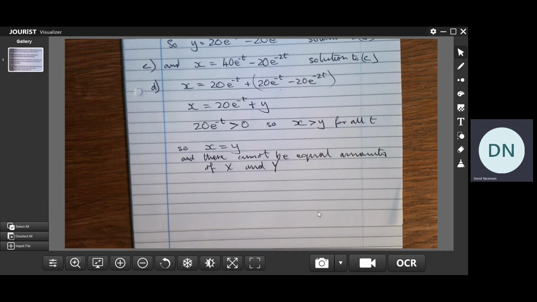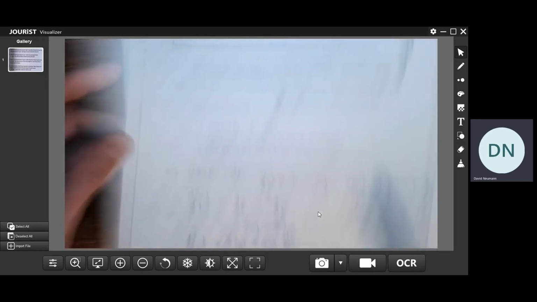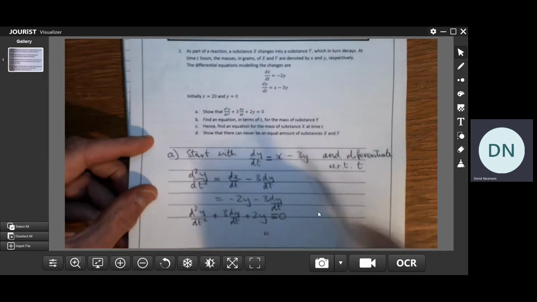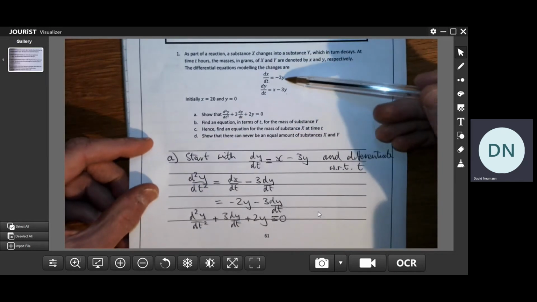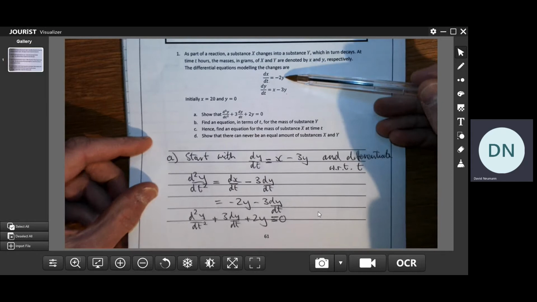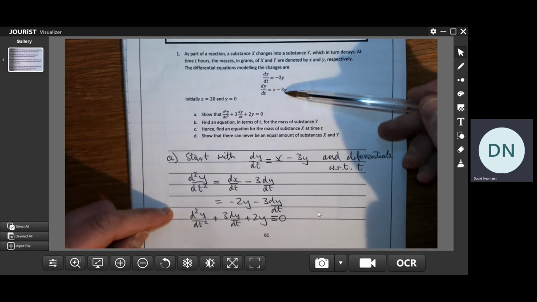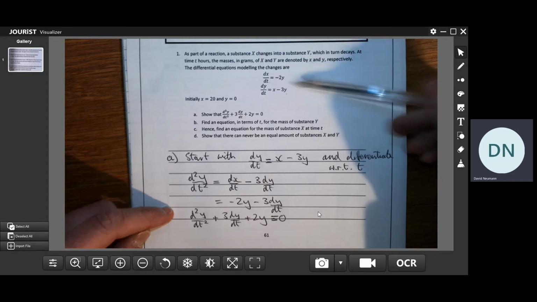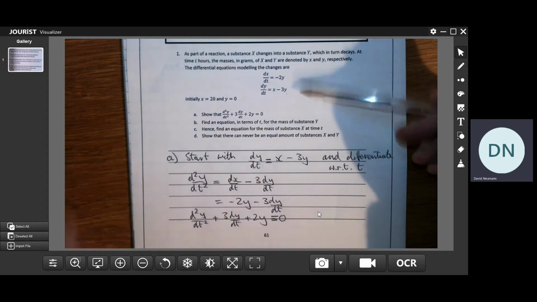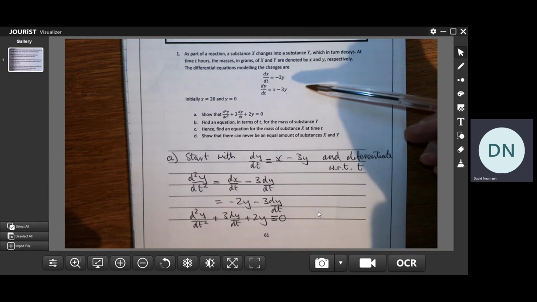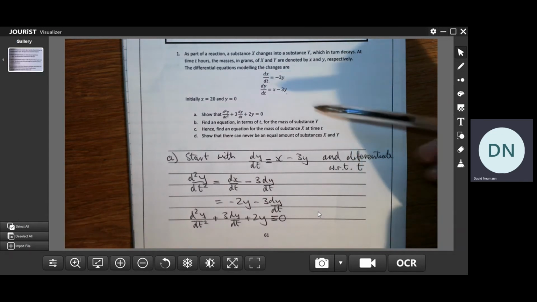Okay, so that's an example of solving coupled differential equations. If we go back very quickly to the equations we've solved, these were relatively simple ones. They've just got dx by dt, dy by dt, and x and y involved. If you've got another function here, you've got to remember to differentiate that as well, and it can make it a little bit more complicated.